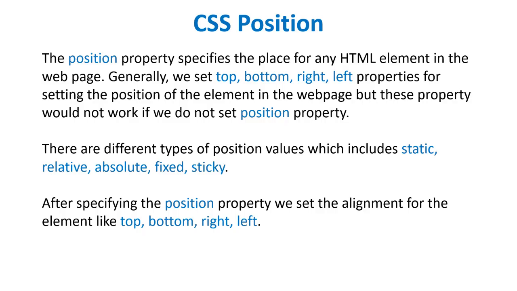CSS position. The position property specifies the place for any HTML element in the web page. Generally, we set top, bottom, right, left properties for setting the position of the element in the web page, but these properties would not work if we do not set the position property. There are different types of position values which include static, relative, absolute, fixed, sticky. After specifying the position property, we set the alignment for the element like top, bottom, right, left.